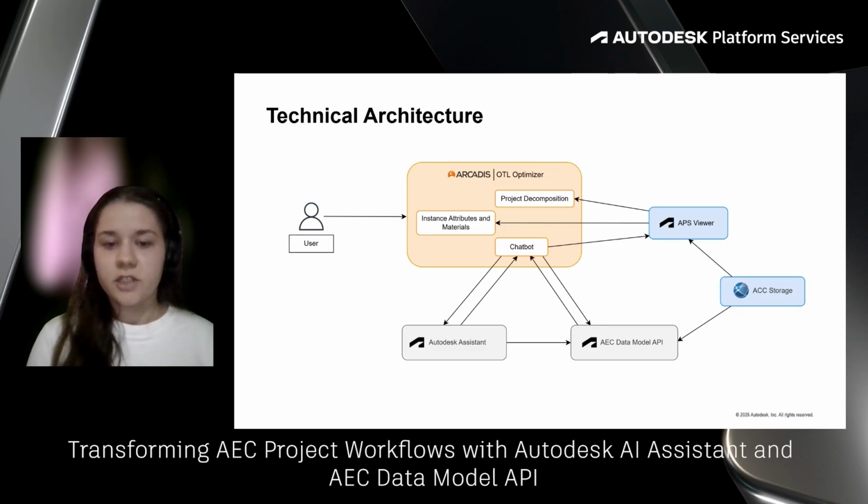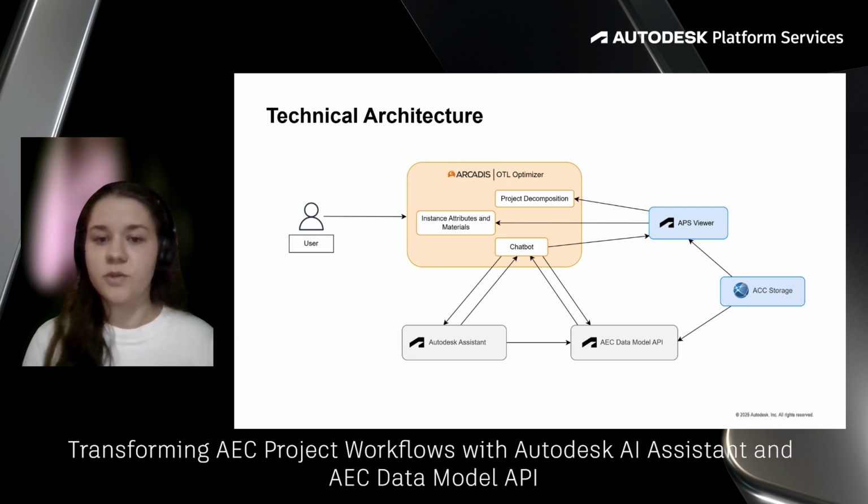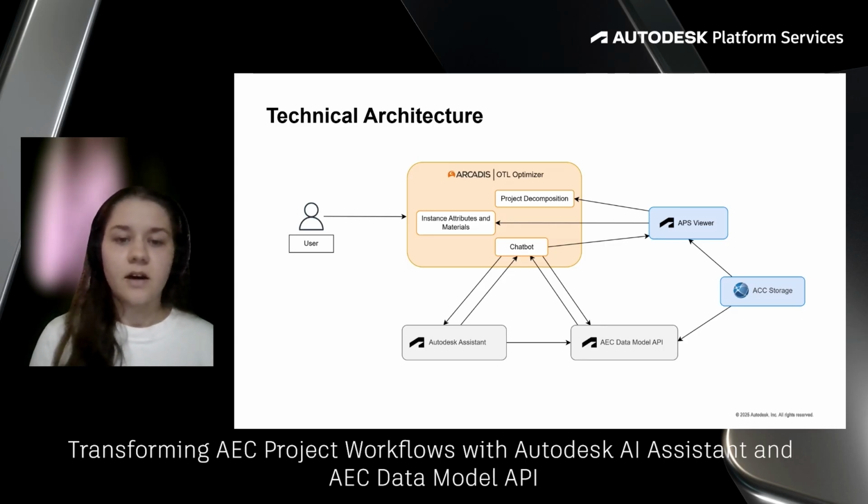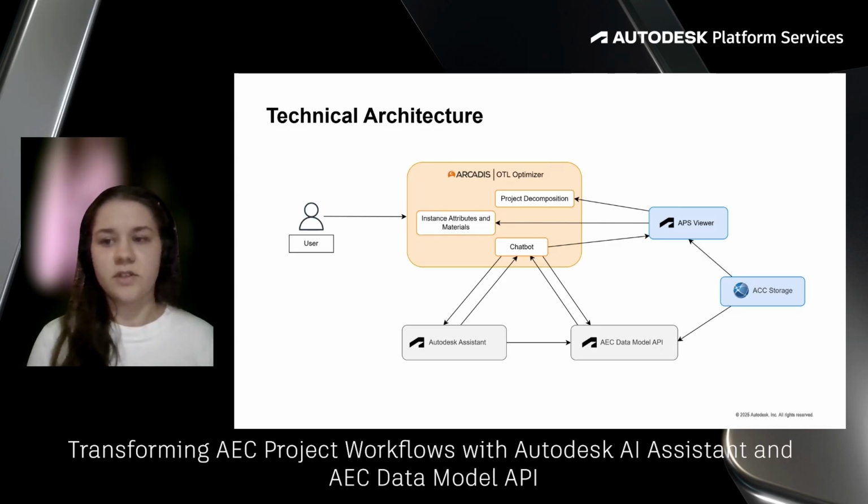After all that information was then retrieved, we could show the geometries within the APS viewer. And because those geometries were selected, we could then leverage the other functionalities which were mentioned, adding the geometries as instances to the project structure or project decomposition, and extracting the details in the attributes and materials panel.